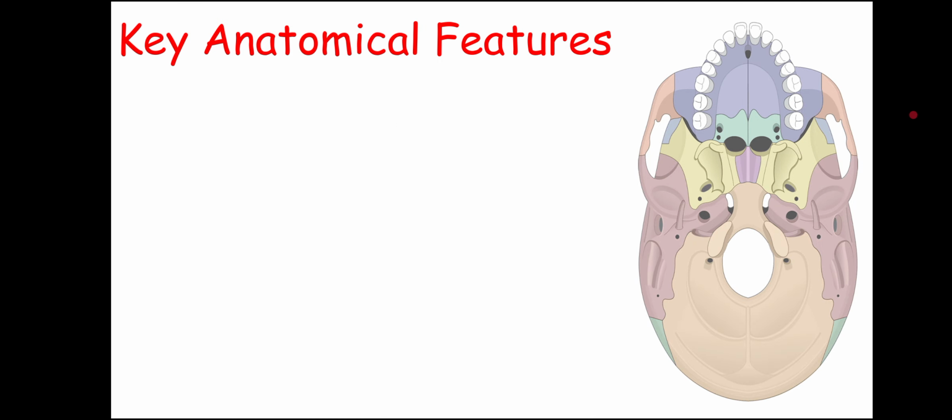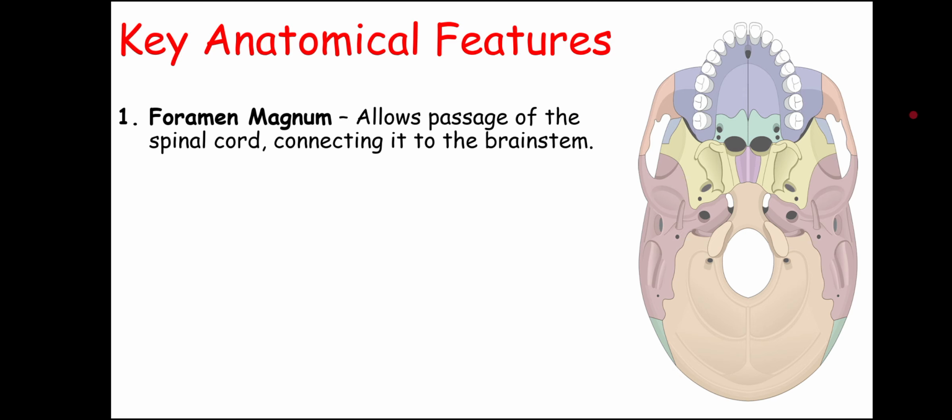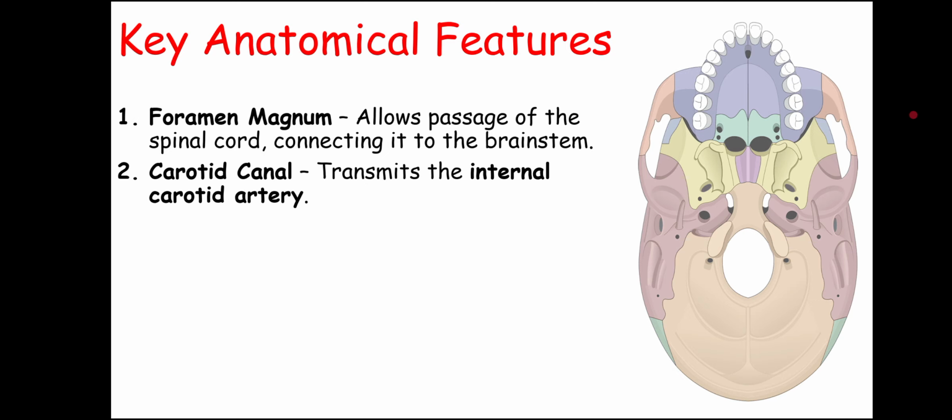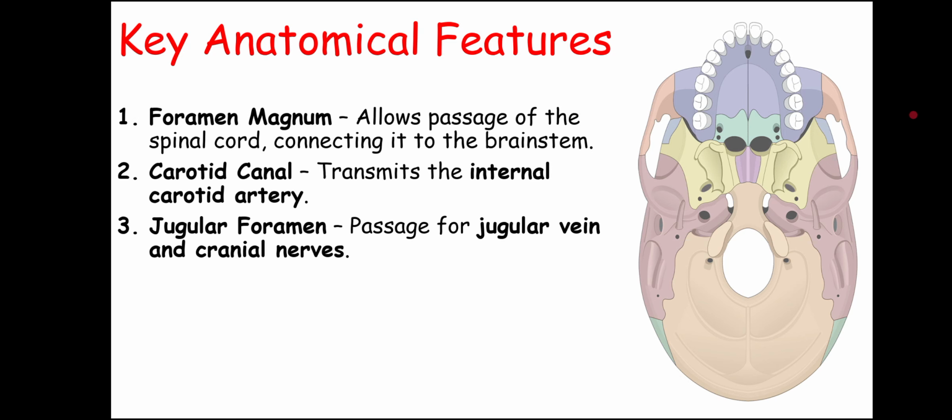Now we will talk about the key anatomical features that are visible from the Norma Basalis. There is foramen magnum that allows passage of the spinal cord and thus connecting it to the brainstem. Next we have is carotid canal that transmits the internal carotid artery.